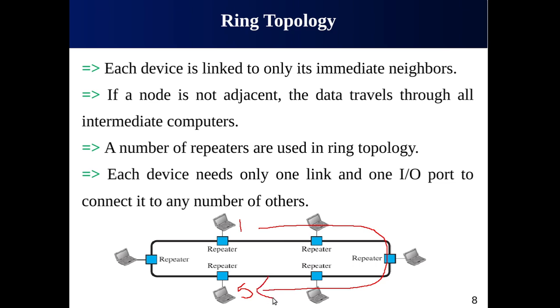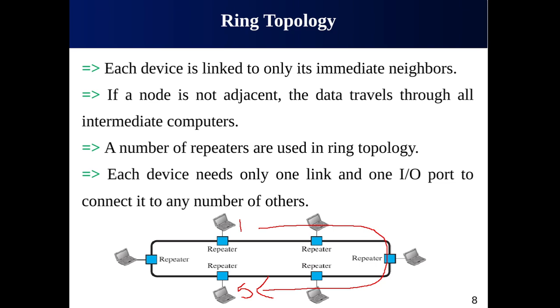That is why in this topology we need to install repeaters. Repeaters are used in ring topology. What is a repeater? It is a network device, and we will cover it later on in this course. We have different devices, like we have hub, switch, router, repeaters, etc. So a repeater is a type of device which is very common in ring topologies.